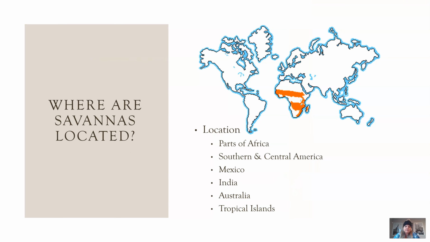All right, where are these guys located? Most of them are in parts of Africa. There are a few in Southern and Central America, Mexico, India, Australia, and tropical islands, but most of the savannas are located in Africa.